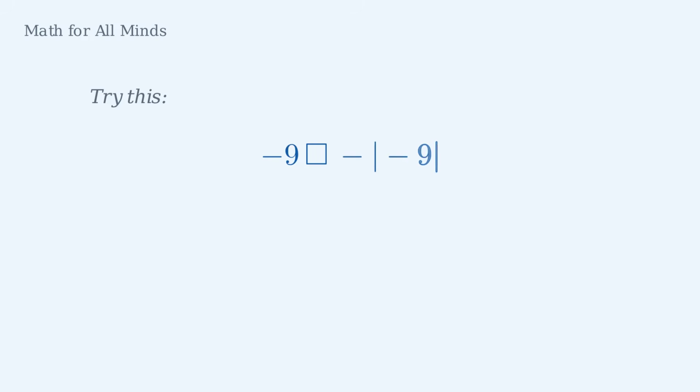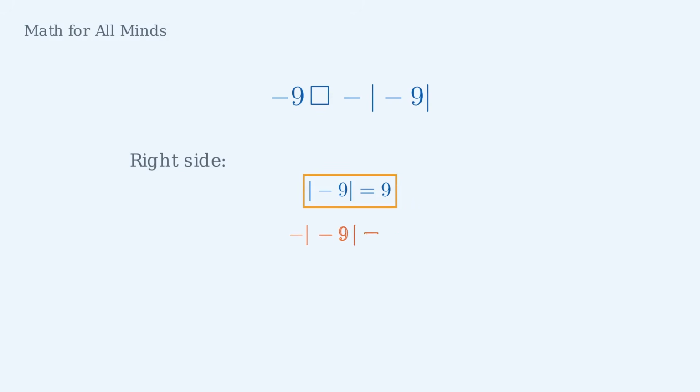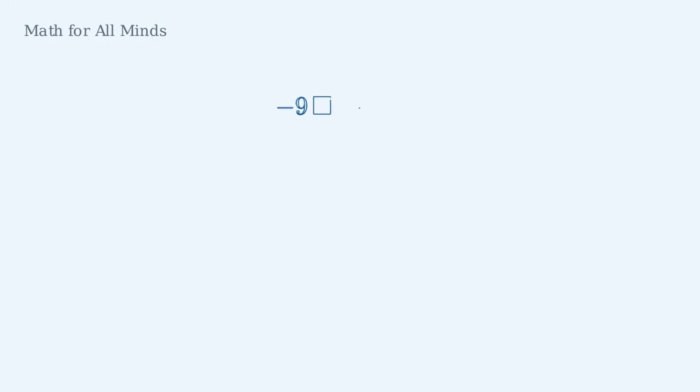The bars change everything. Now try this one on your own for a moment. Compare -9 with negative absolute value of -9. Pause the video, work it out, then come back. Here we go. The left side is just -9. The right side, inside gives 9, outside minus makes it -9. So both sides equal -9. They're equal.